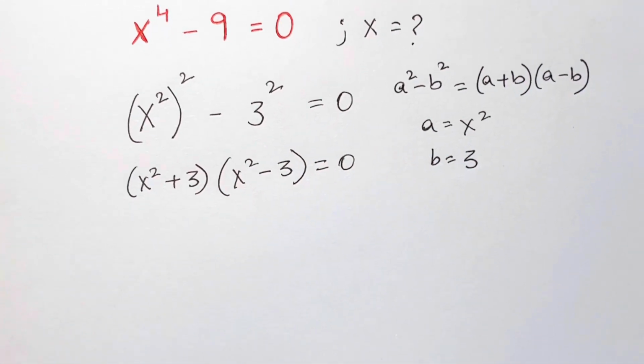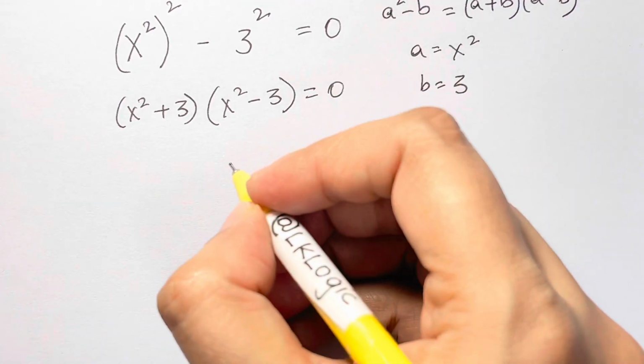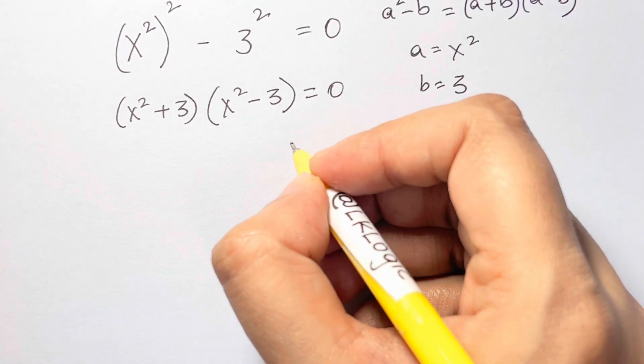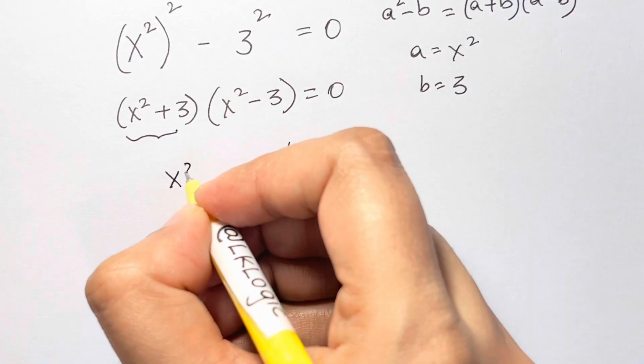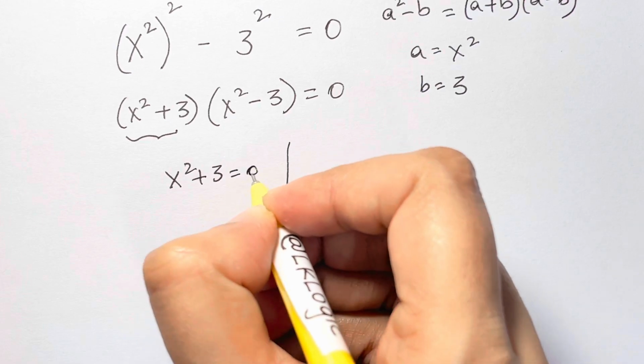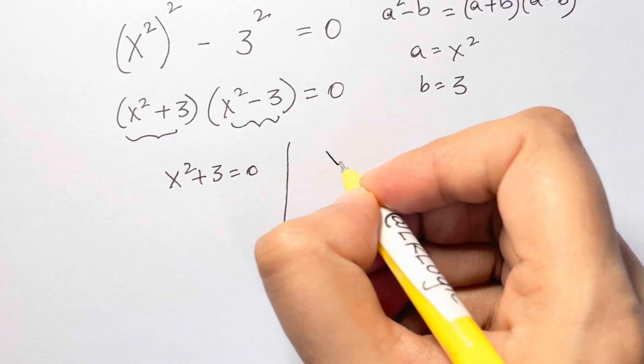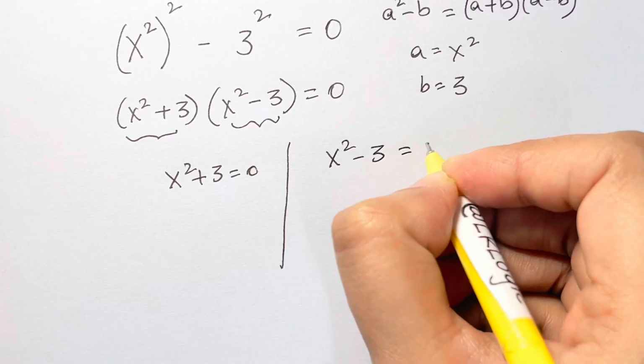So here we find two cases. So let me just put it here. The first case is when x square plus 3 is equal to 0, and the second case is when x square minus 3 is equal to 0.